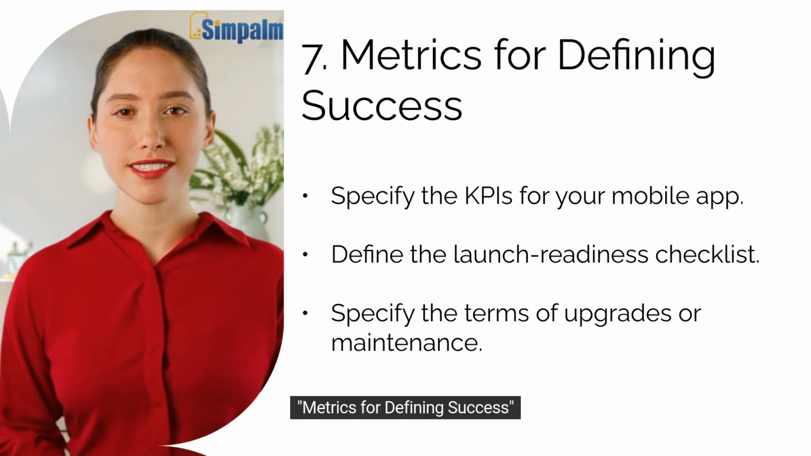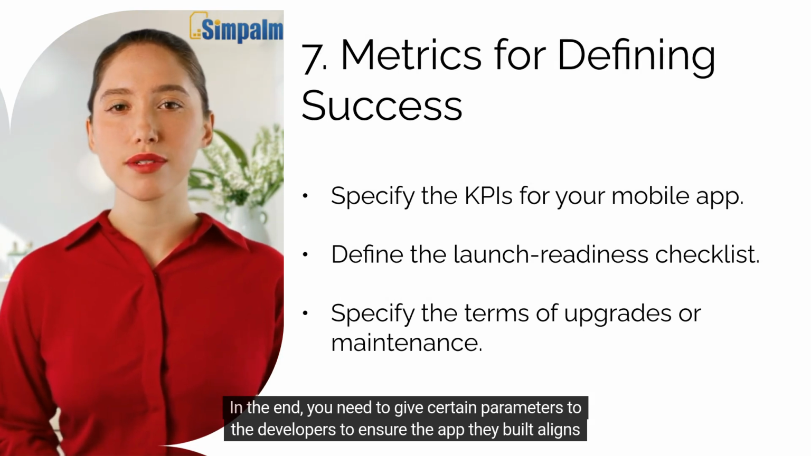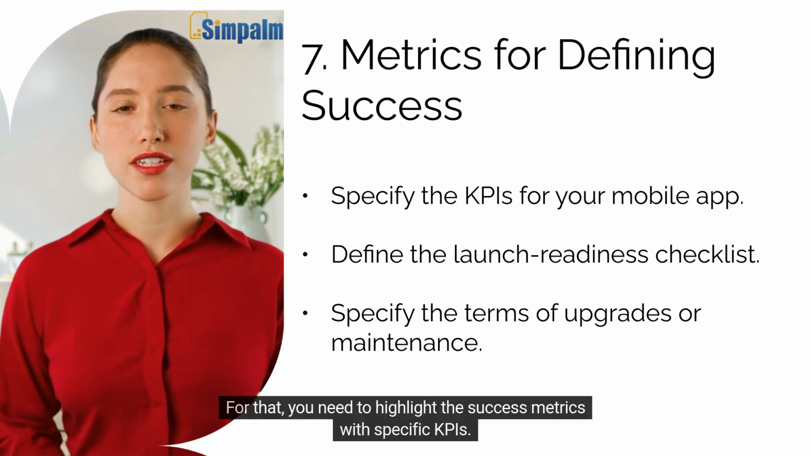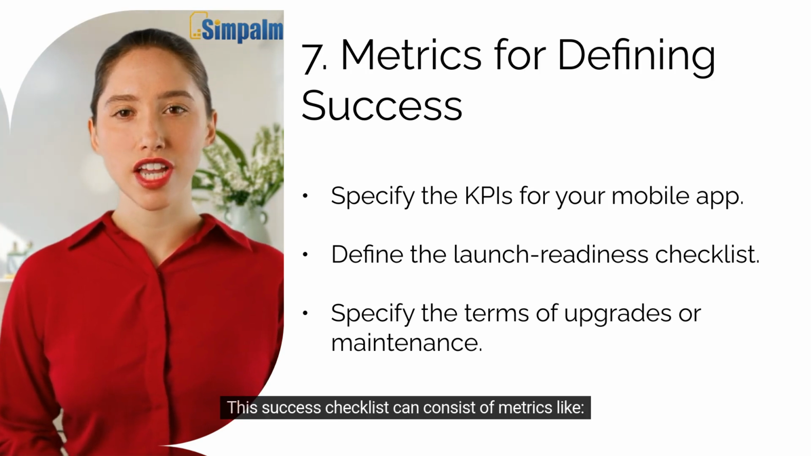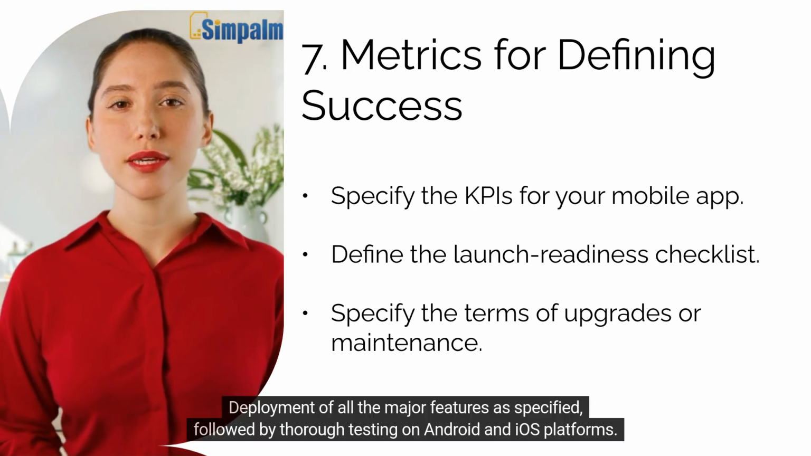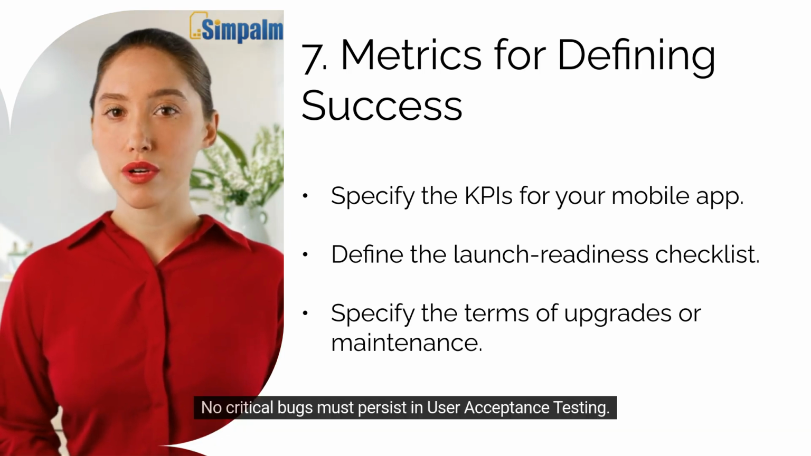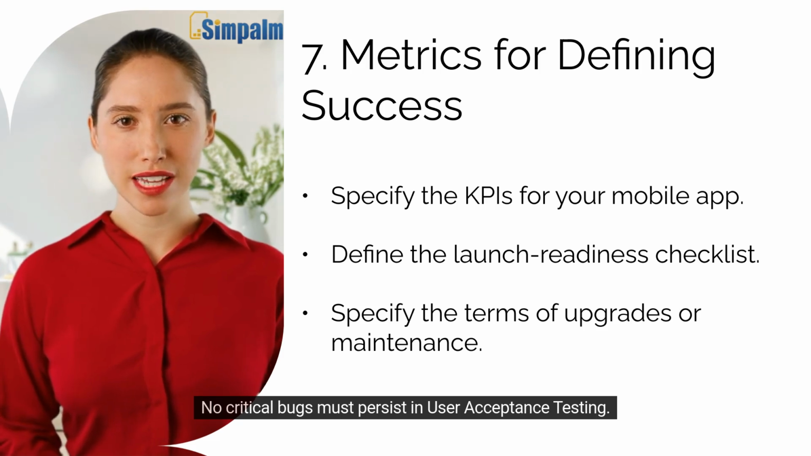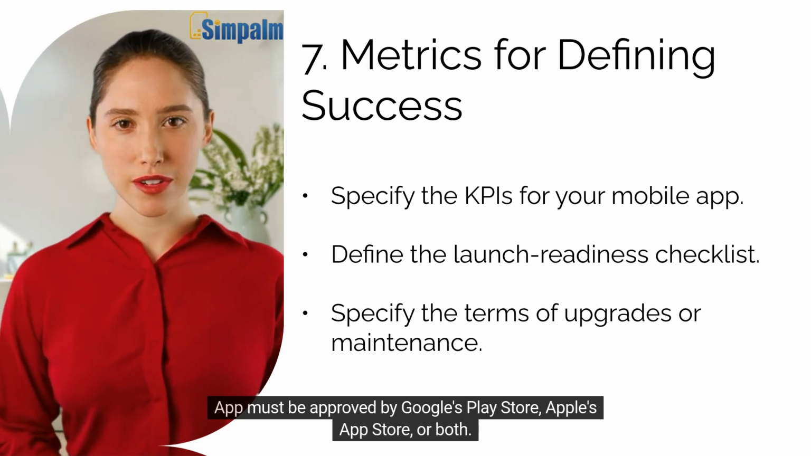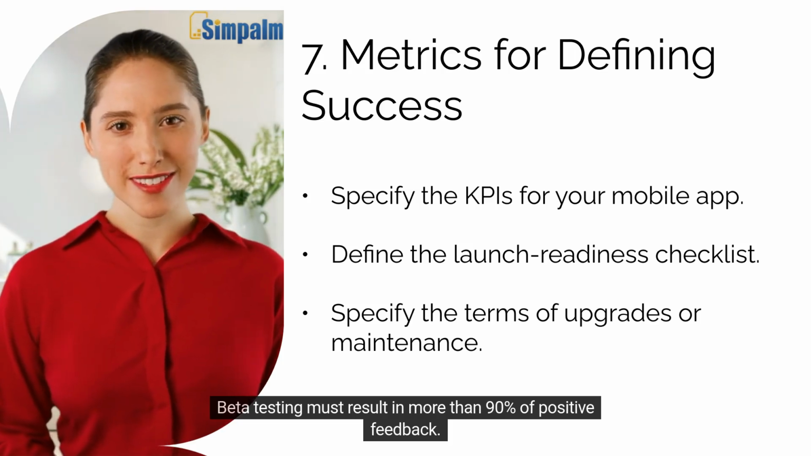Metrics for defining success. In the end, you need to give certain parameters to the developers to ensure the app they build aligns with your expectations. For that, you need to highlight the success metrics with specific KPIs. This success checklist can consist of metrics like deployment of all the major features as specified, followed by thorough testing on Android and iOS platforms. No critical bugs must persist in user acceptance testing. App must be approved by Google's Play Store, Apple's App Store, or both. Beta testing must result in more than 90% of positive feedback.